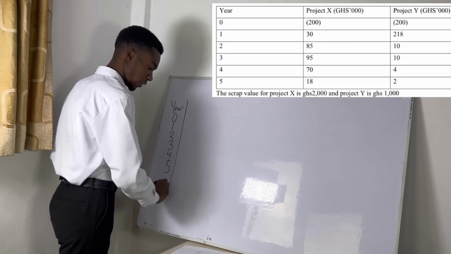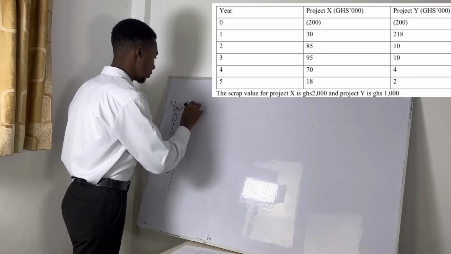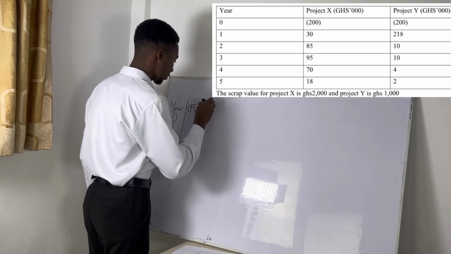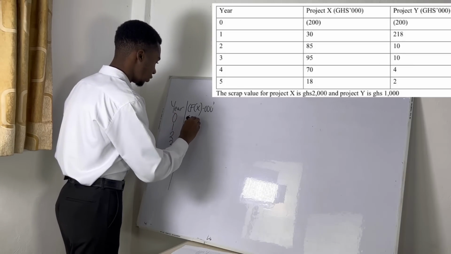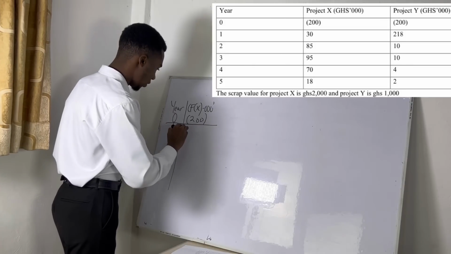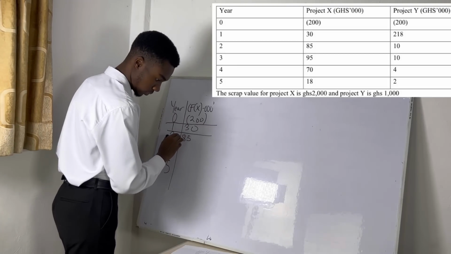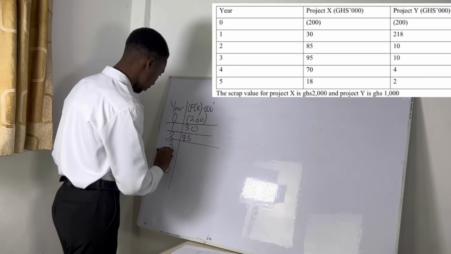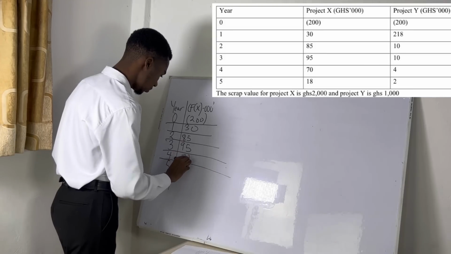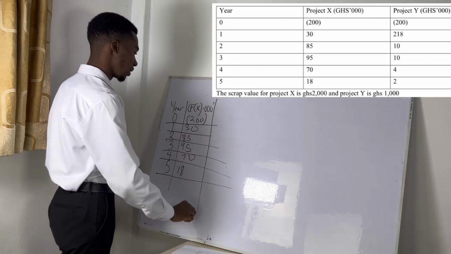So for project X, let me do the cash flow of project X. So cash flow into bracket X. And here is year 0, we have 200. Then year 1, we have 30. Year 2, we have 85. Year 3, we have 95. Year 4, we have 70. And year 5, we have 18. So these are the cash flows for project X.